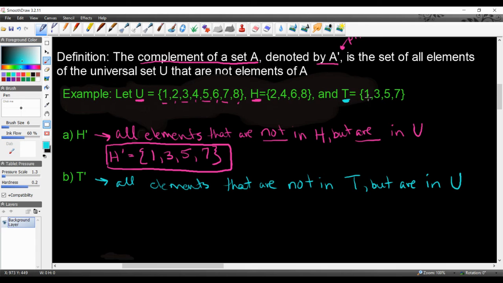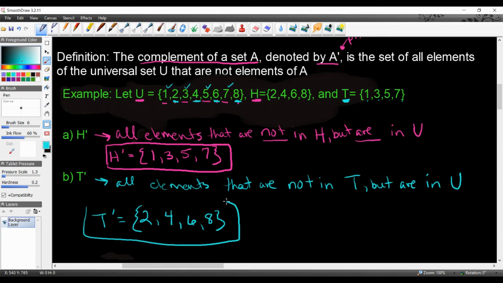So I'm going to do the same thing. Here I have 1, 3, 5, 7. So over here I have 1, 3, 5, 7, but I don't have 2. I don't have 4. I don't have 6. And I don't have 8. So T prime is equal to 2, 4, 6, 8, the set of that. Okay. And that's it. So complement is pretty much whatever is not in that set, but it is in the universal.